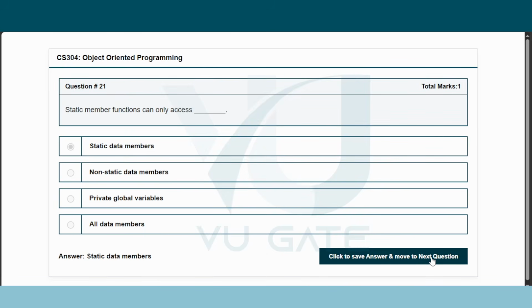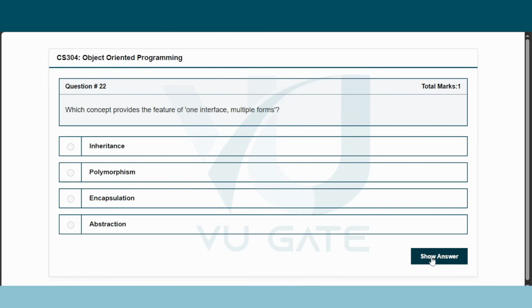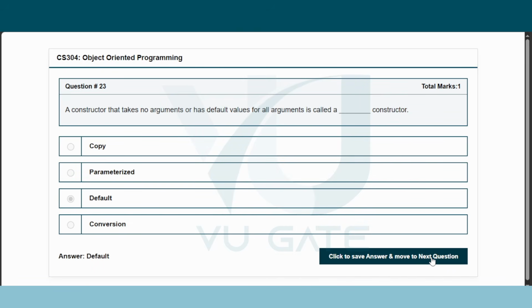Moving to question 22. Which concept provides the feature of one interface multiple forms? The correct answer is polymorphism. Now for question 23. A constructor that takes no arguments or has default values for all arguments is called a blank constructor. The correct answer is default.